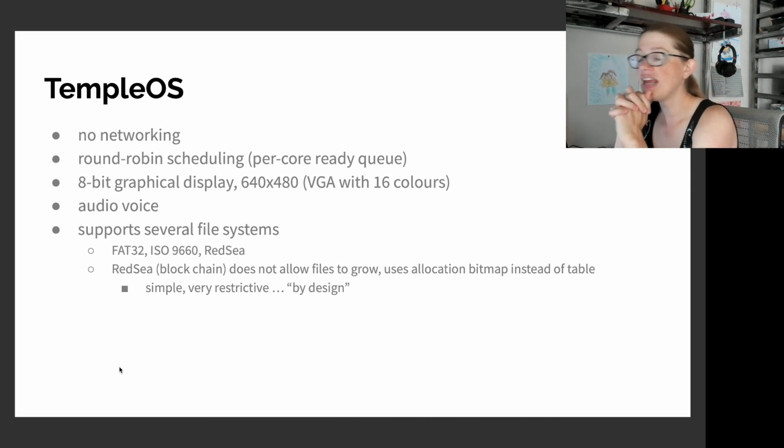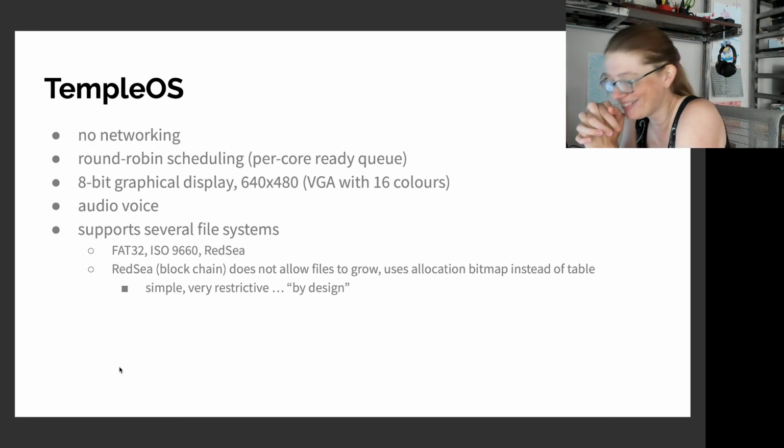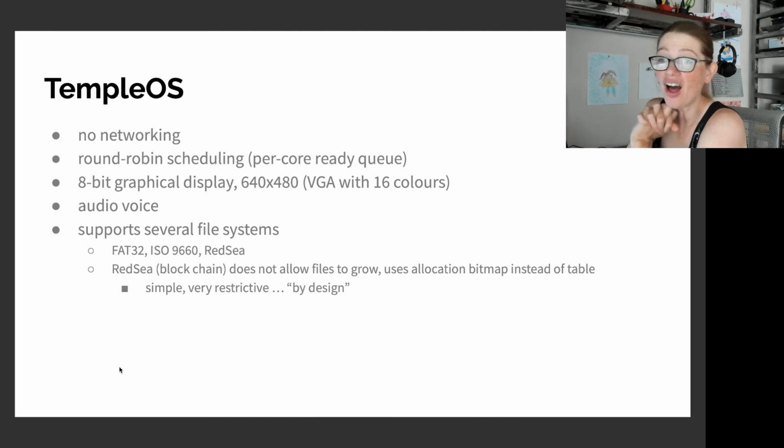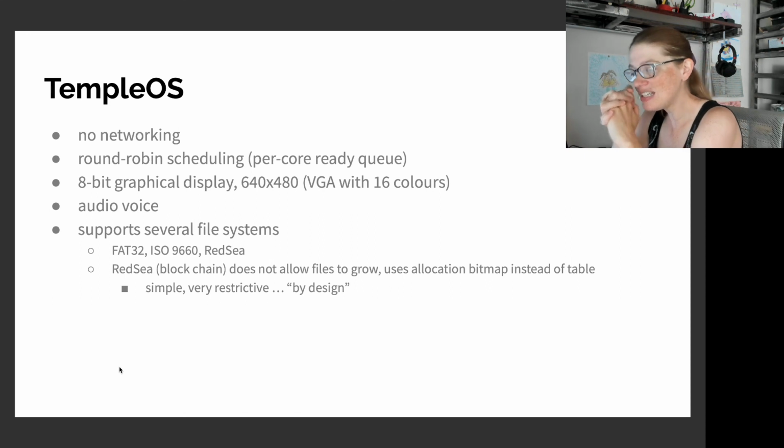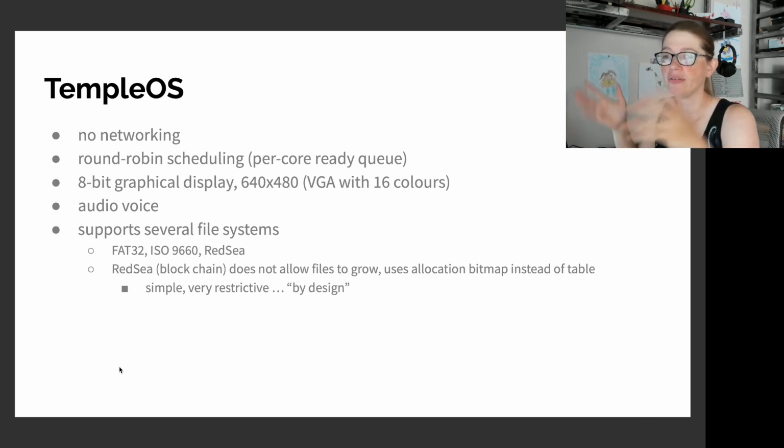And then he had an 8-bit graphical display, so it was 640 by 480. It used only 16 colors, so it reminds me of my childhood. It even had a built-in audio voice. And it supports multiple file systems, so it supports FAT32, ISO 9660, which I'm not familiar with, and he decided to actually build his own file system. And I made the mistake of reading some of his Reddit posts about it, and oh, that was a headache. Don't go down that rabbit hole. His own file system is called RedSea, because you part the Red Sea.